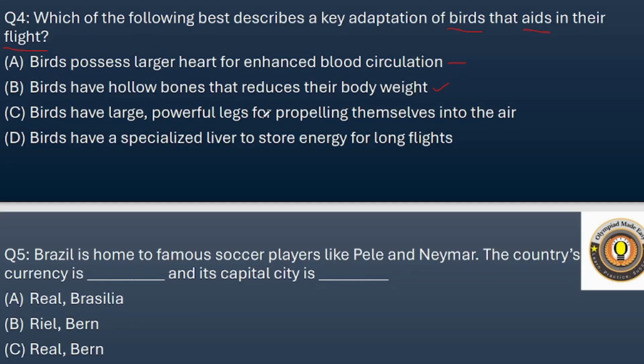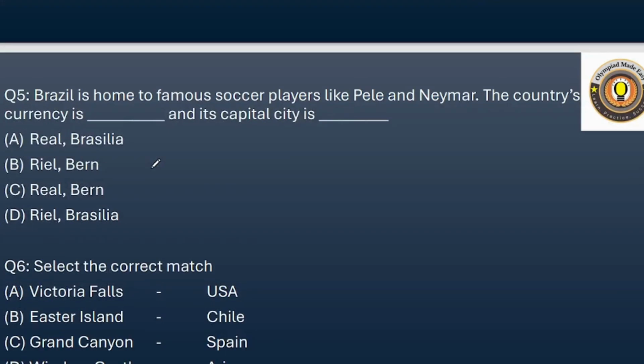Birds have large, powerful legs for propelling themselves into the air. This does not sound good. Birds have a specialized liver to store energy for long flights. This is also not right. So now you have already eliminated two. You are left with two options. Birds possess a larger heart for enhanced blood circulation, and birds have hollow bones that reduce their body weight. If you know, the answer would be hollow bones, and you can easily tick mark it. But if you don't know, and you want to eliminate, you can eliminate this one and select option B.